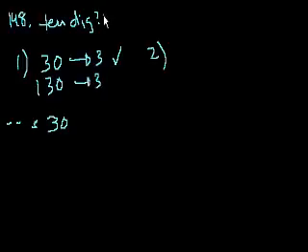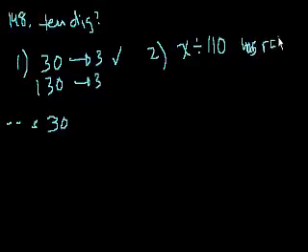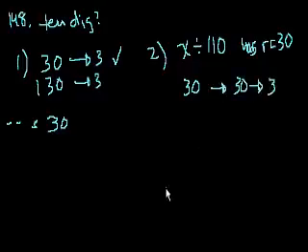Statement 2. X divided by 110 has a remainder equal to 30. Well, this is a little different case. Definitely when 30 is divided by 110, the remainder is 30 because it goes into it 0 times. So the remainder is 30, and the tens digit is 3. But let's see, I'm going to try to find other numbers. When I divide it by 110, its remainder is 30, but its tens digit is something else.